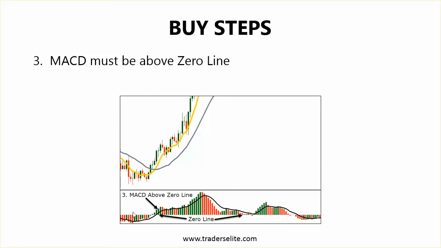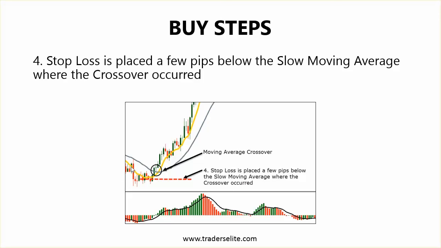The MACD must be above the zero line. In this case, it clearly is, and it's beyond the signal line, which gives us further confirmation that it's a good trend to catch. The stop loss is placed a few pips below the slow moving average where the crossover occurred.